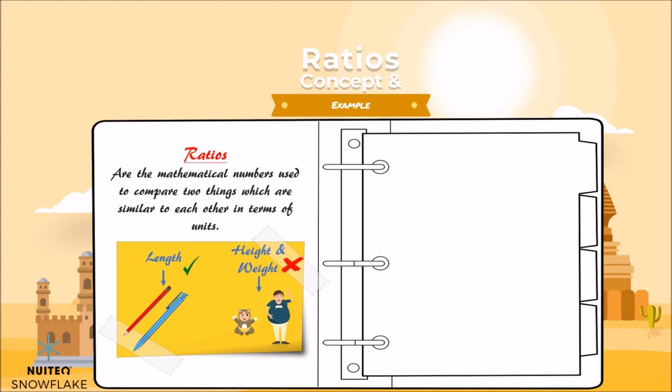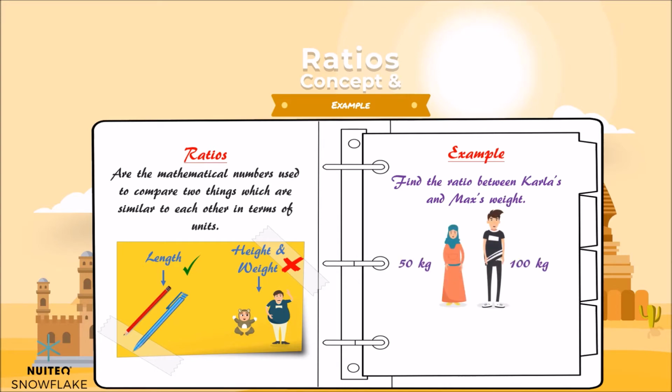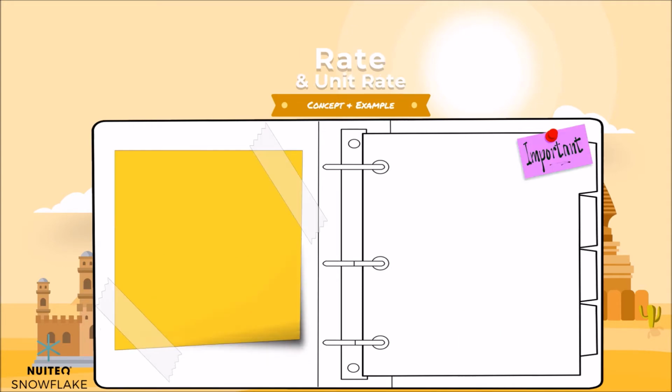Let's analyze the following example. Suppose the weight of Carla is 50 kilograms, and the weight of Max is 100 kilograms. A ratio of Carla's weight to Max's weight can be found out by dividing Carla's weight by Max's weight and vice versa. The ratio between Carla's and Max's weight is 50 over 100, or 1 to 2.